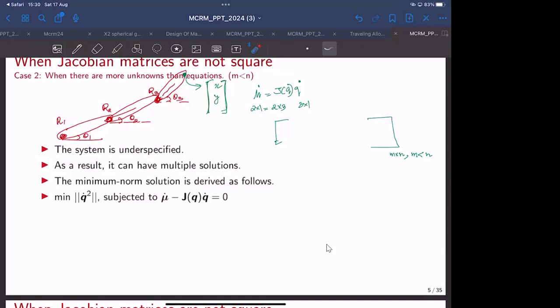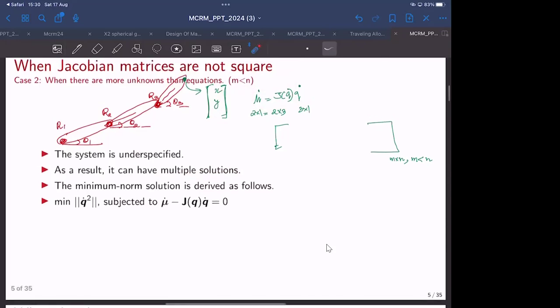And now we have a question. If there are infinite solutions, which solution should we select? That is the question we wanted to answer. If there are multiple or infinite solutions, which solution should we select for satisfying this inverse problem? Typically, out of all these infinite solutions, what we would select is the solution that has minimum norm.